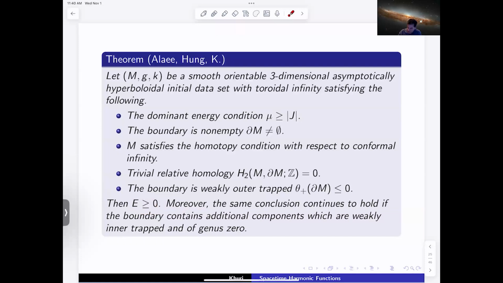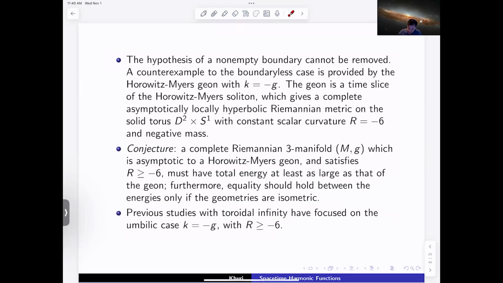And in this setting, we can establish non-negativity of the energy. There is a corresponding rigidity result, but it's on another slide. I'll kind of ignore it here. What I want to say is that we need the boundary because there are counterexamples, and this is related to the main conjecture in this area.